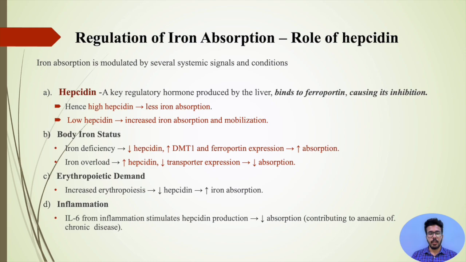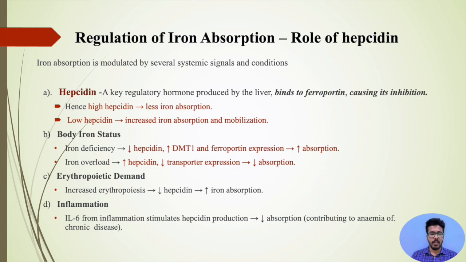Regulation of iron absorption and the role of hepcidin. Iron absorption is modulated by several systemic signals and conditions. Hepcidin is a key regulatory hormone produced by the liver which binds to ferroportin, causing its inhibition. High levels of hepcidin hence cause reduced iron absorption, whereas low levels of hepcidin cause increased iron absorption and mobilization.